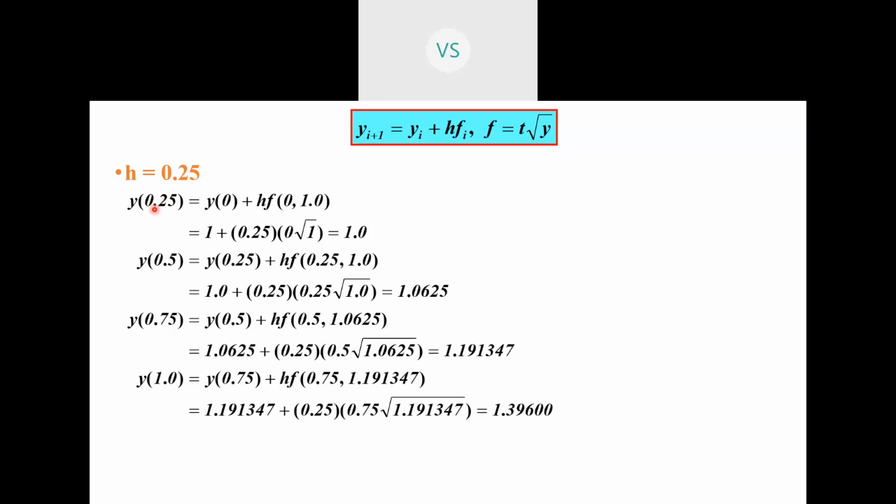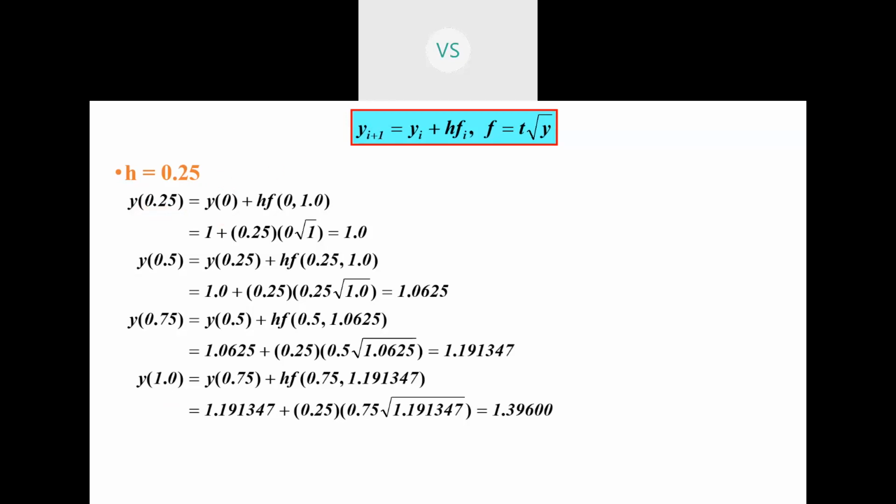At t is equal to 0, the value is given to you: y has the value 1. The next value of t is 0.25, then 0.5, 0.75 and 1. In this way t will have different values. So first we'll be finding y when t is equal to 0.25. You have to do it in a similar manner as we have done before.